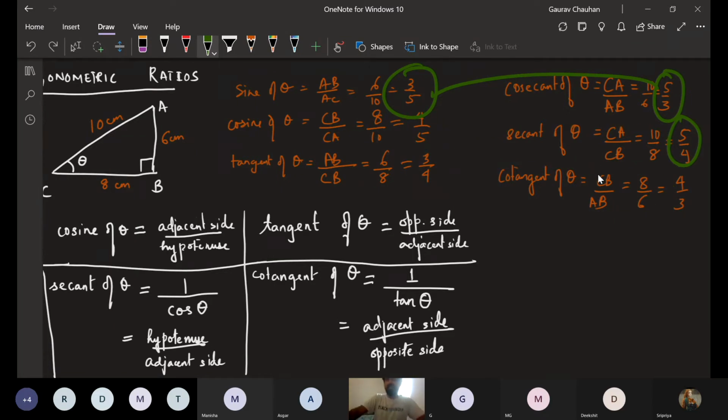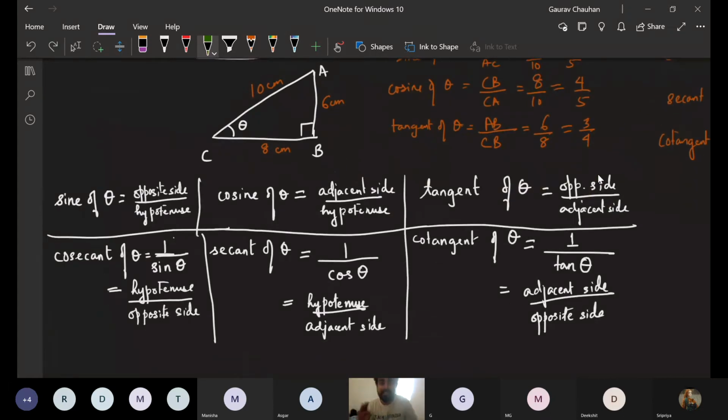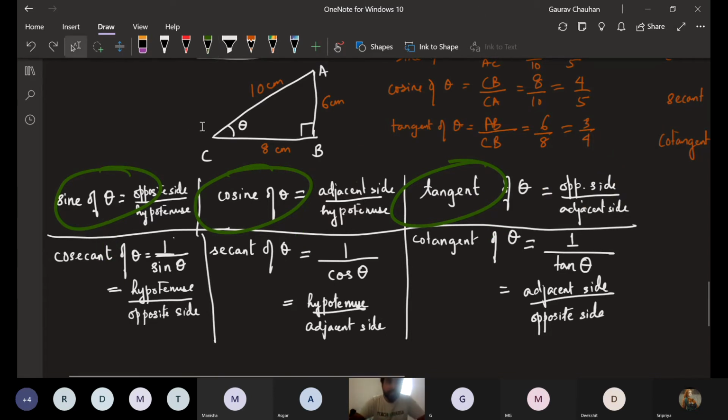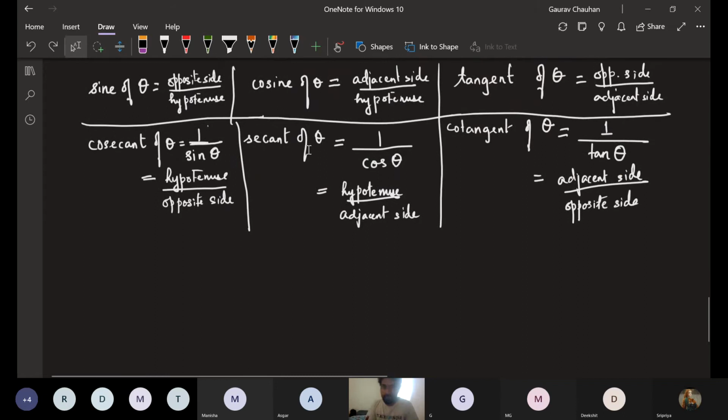So actually, you don't have to remember 6 formulas. You have to only remember 3 formulas, that is sine, cos, and tan, and then you should know what is reciprocal of what. That is all. Then you will remember everything.